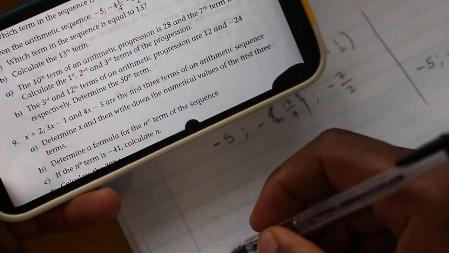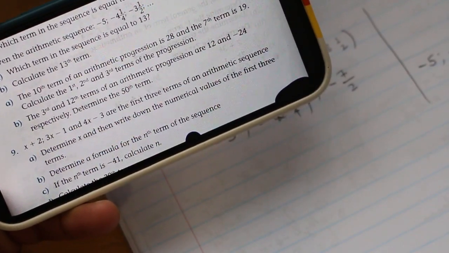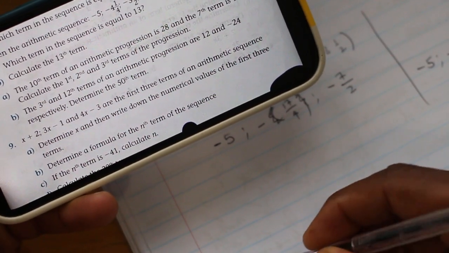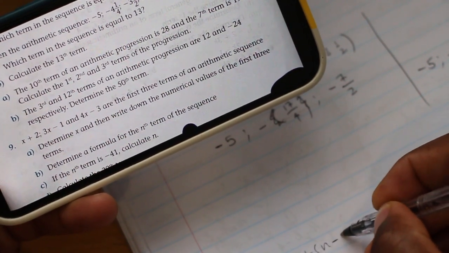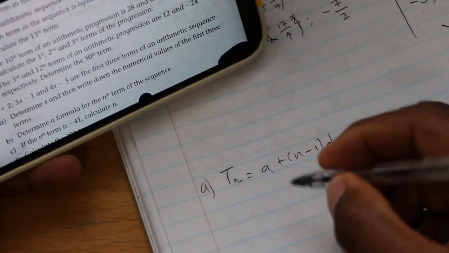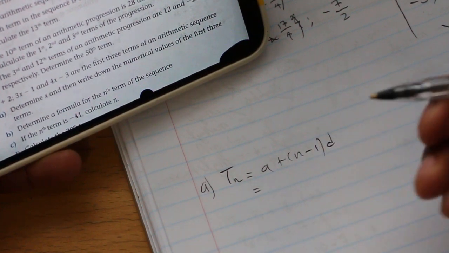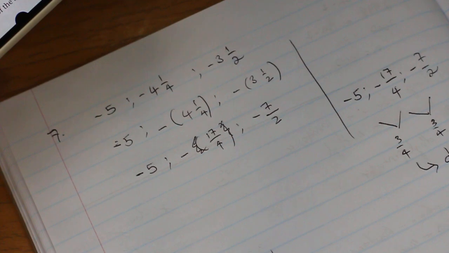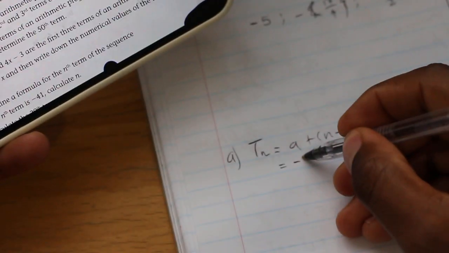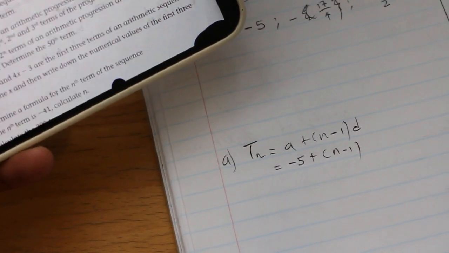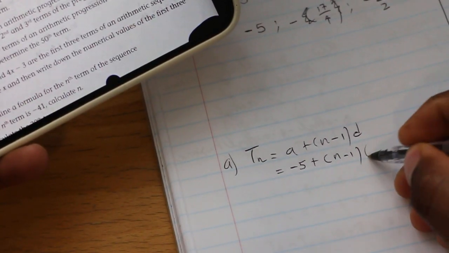So to make things a little bit faster, we're going to find the general term. We know for sure that if we're dealing with an arithmetic sequence, Tn is going to be a plus n minus 1 times the d. Let's just avoid slow methods, because during the exam we won't have as much time. So A is the first term, and our first term here is -5. So -5 plus n minus 1, and then the D is 3/4.